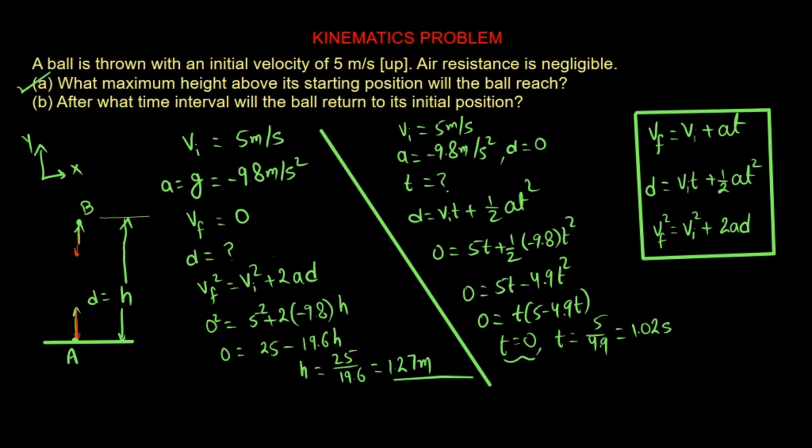We have two different values of time. The first one, t equals 0, means the initial stage when the ball was just thrown. The moment the ball was thrown was t equals 0. That's when it was at A. And the second time, after 1.02 seconds, that's when the ball came back at this height again at point A. That happened after 1.02 seconds. So this would be your final answer, 1.02 seconds.